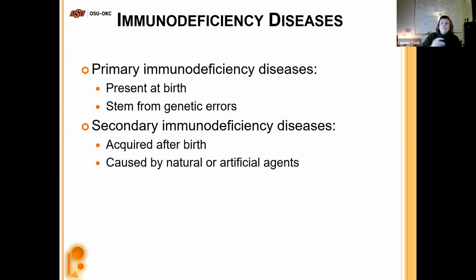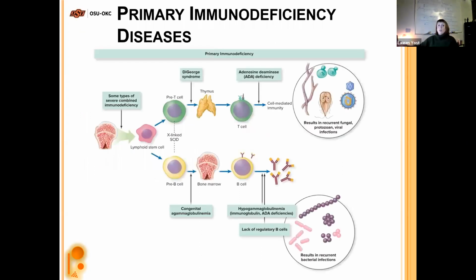Okay, immunodeficiencies, where your immune system isn't working well enough. Primary ones are present from birth. They are genetic. Secondary are acquired afterwards, usually caused by natural or artificial agents. Okay. So this was talking about SCID, where the bubble boy happened. Essentially, we are affecting the pre-T cell and pre-B cell development there.